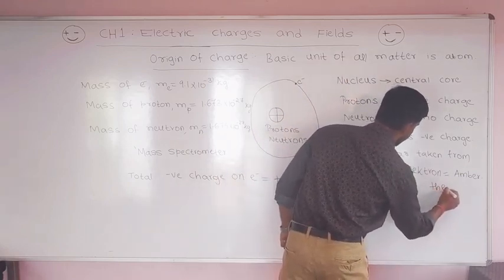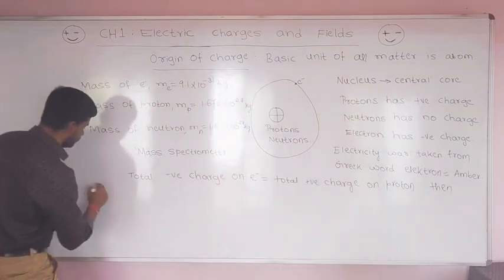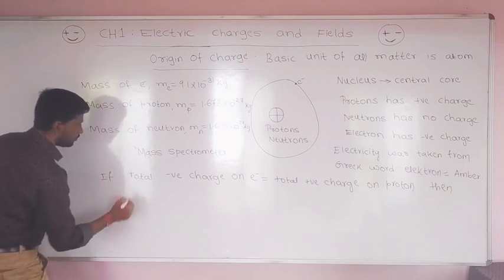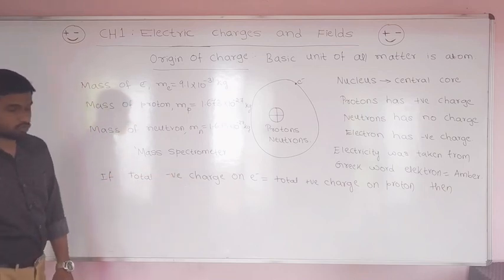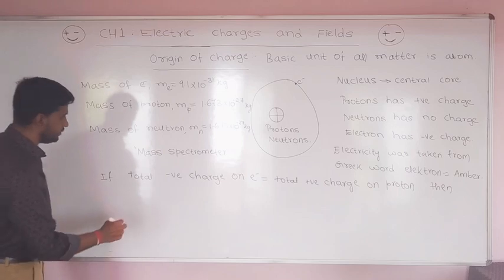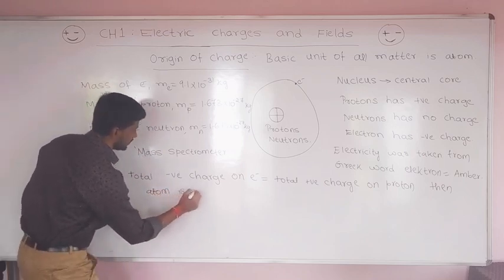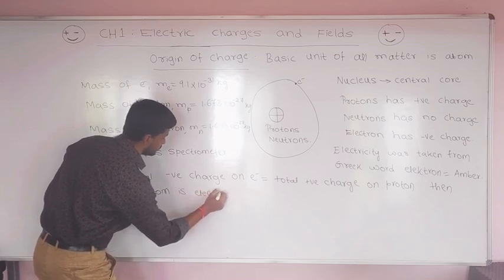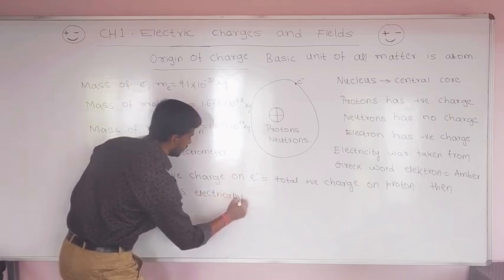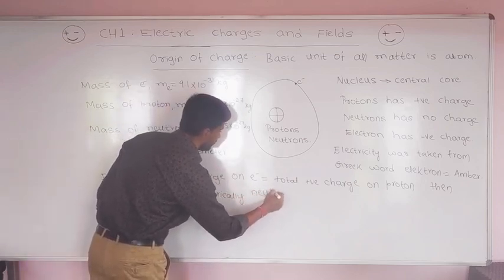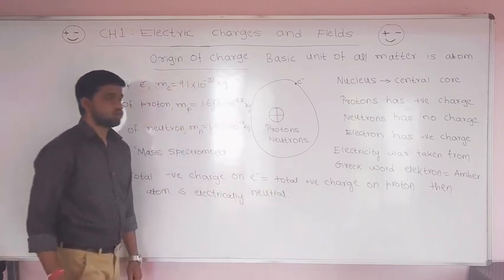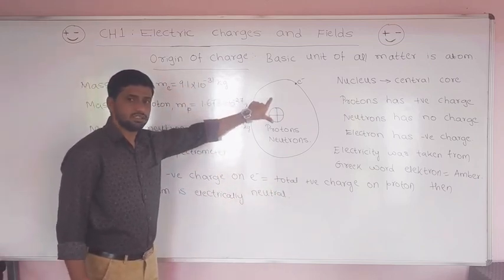Then the atom, here if the total negative charge on the electrons is equal to the total positive charge on the protons, then the atom is said to be electrically neutral. That means the net charge on this atom is 0.